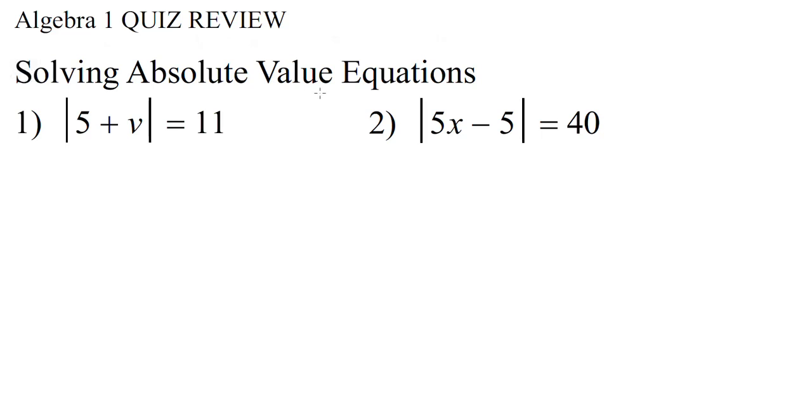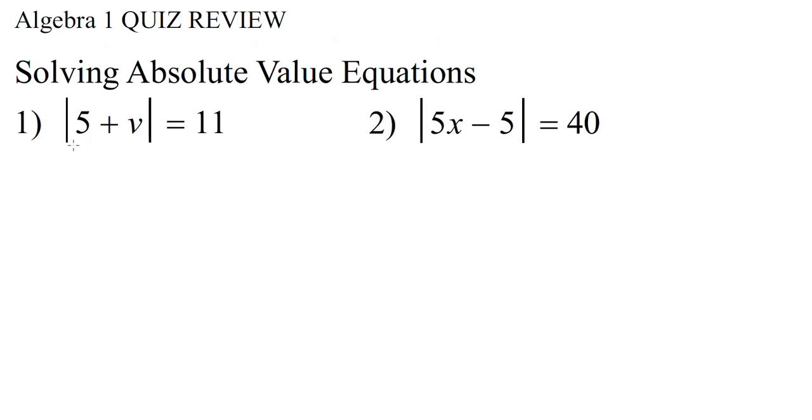All right, so here is our video review for the quiz on solving absolute value equations. Looking at number 1, we have the absolute value of 5 plus v equals 11. So remember that the key to this is understanding that if the absolute value of 5 plus v equals 11, that means that 5 plus v can either equal positive or negative 11 because both of those numbers have an absolute value of 11. So that becomes two separate equations.